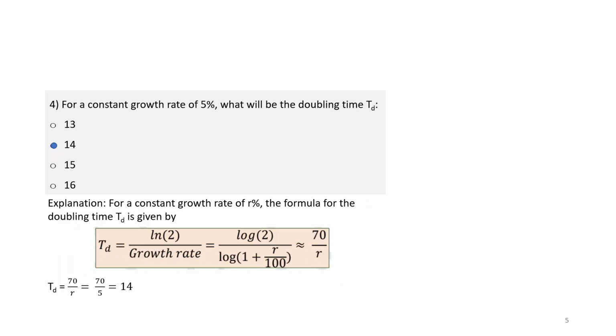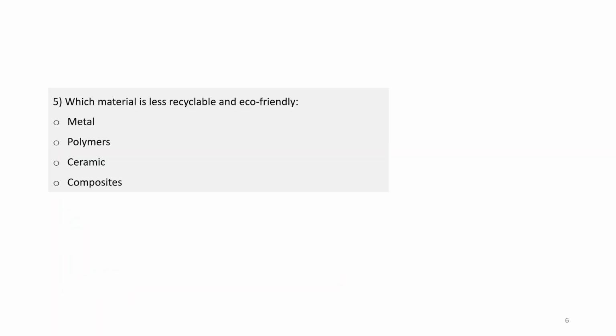So 70 upon R, so R is given as 5. So 70 upon 5 will be 14. So 14 will be the correct answer.